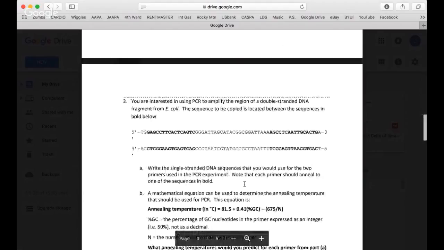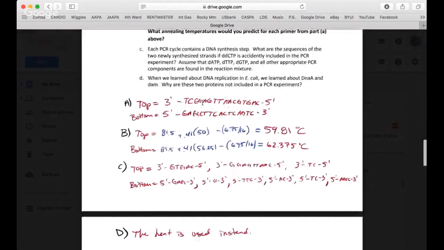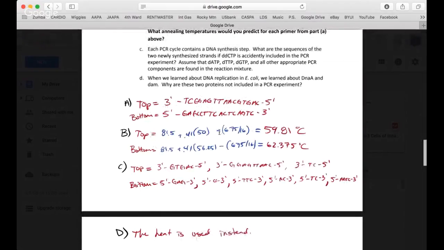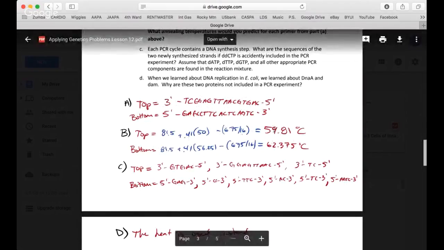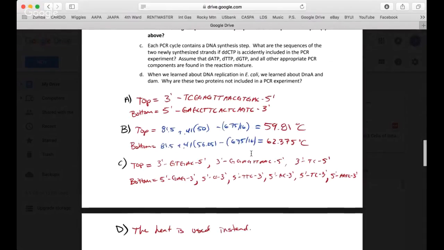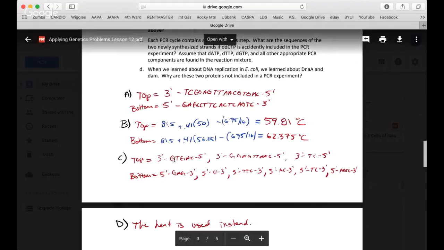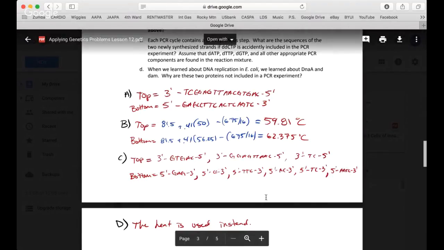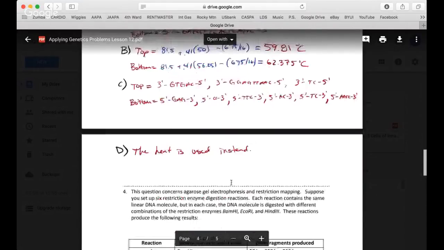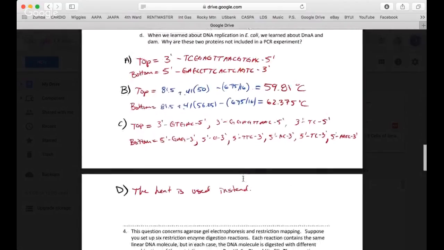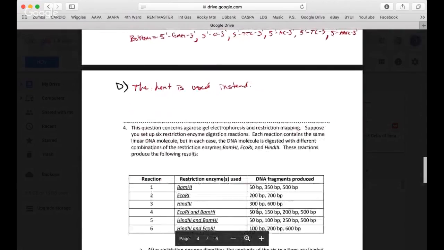For 3, so you can see, I'm not going to read off every single one, but here's the top, and then there's the bottom. And then the top for B, top and bottom again, there's the calculations, so it would be 59.81 and 62.375. C, again, basically I could just say there's 3 strands for the top and then 6 for the bottom. And then D, those 2 proteins really wouldn't be included because the heat is what's used instead of those.